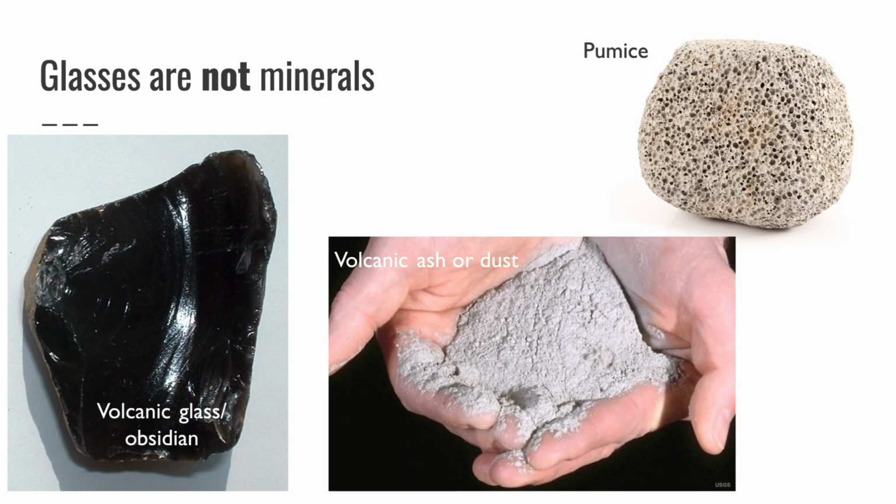Glasses are not minerals because their atoms are not arranged in an ordered way. So some examples are extrusive volcanic glasses and ashes and pumice. These quench so quickly that they don't form repeatable, predictable crystal structures.